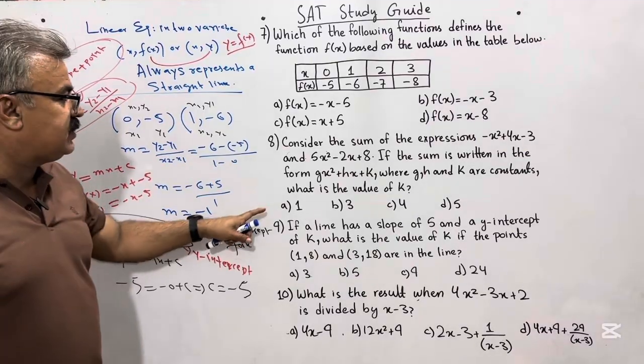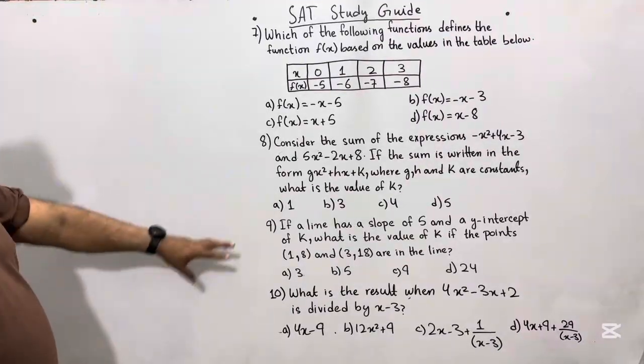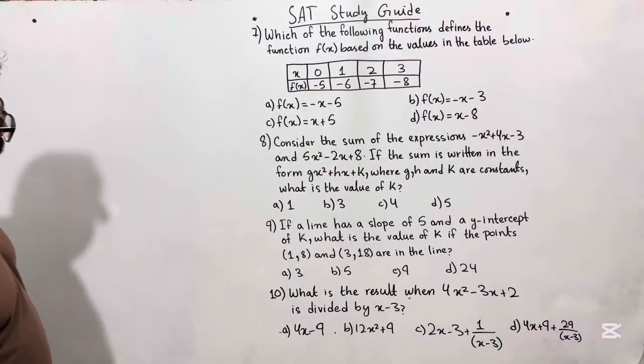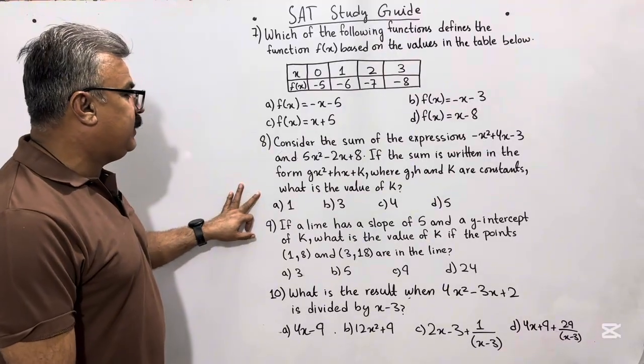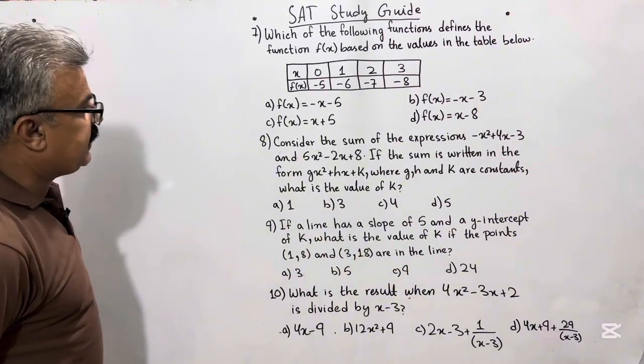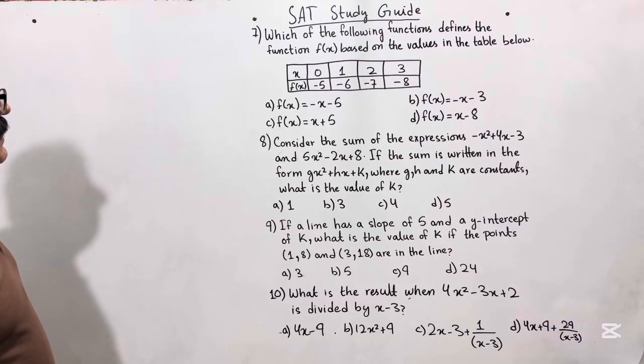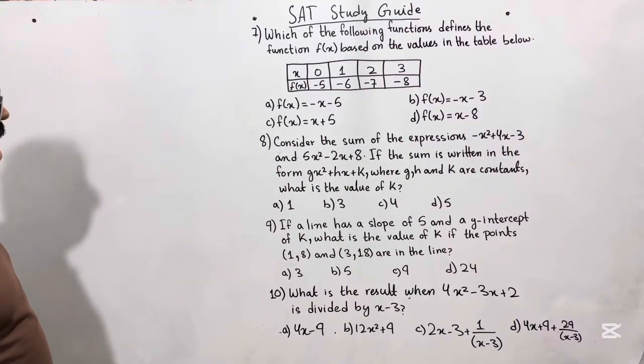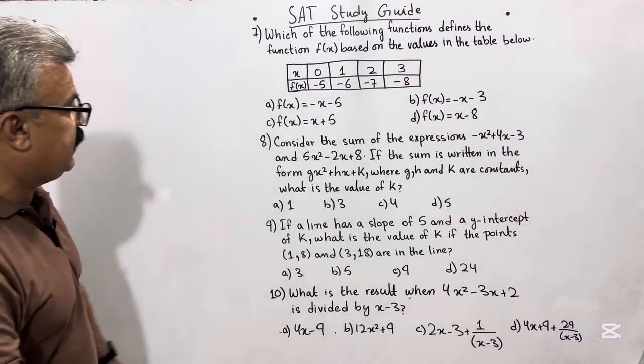Moving towards the next question, we have a simple algebraic manipulation. Consider the sum of the expression minus x square plus 4x minus 3 and 5 times x square minus 2 times x plus 8. If the sum is written in the form gx square plus hx plus k, where g, h and k are constants, what is the value of k?